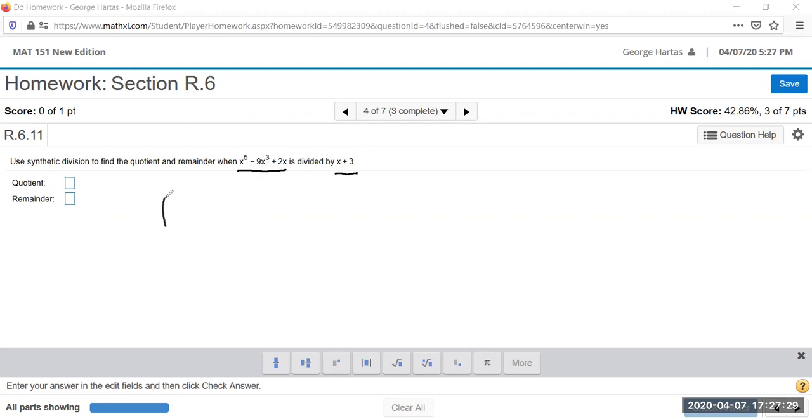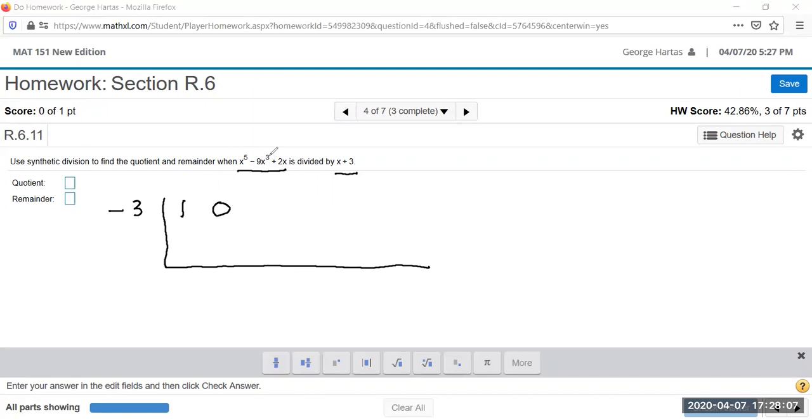It's the same procedure as far as the setup, an upside down division box. Since this number here is a positive 3, we're going to make it a negative 3 here as before. We start from here and we're going to write down all of the terms, including the missing terms. So starting with x to the fifth, the highest power, the coefficient is 1. We put that right here, 1. Then we're missing x to the fourth. So we have to put a 0 here.